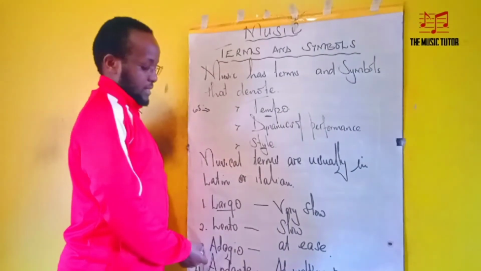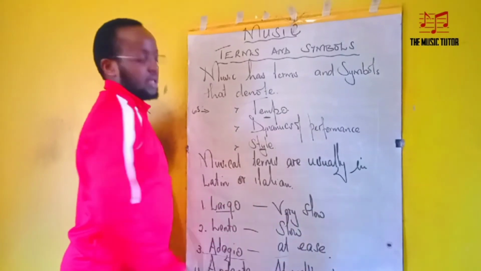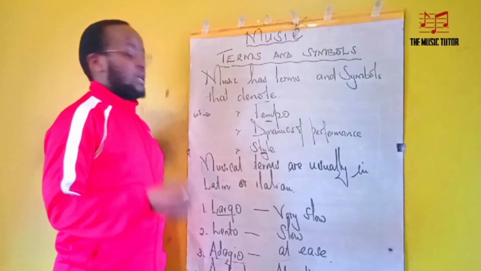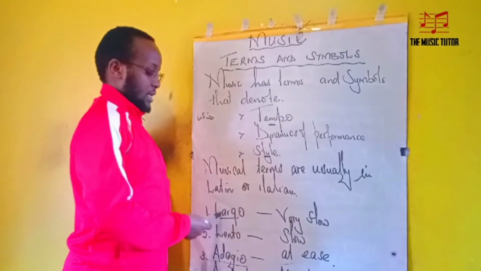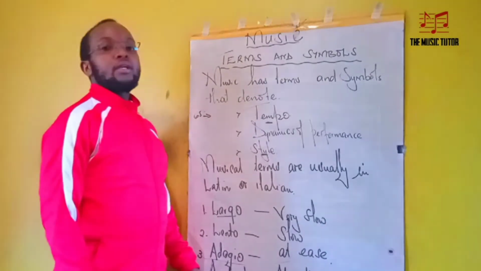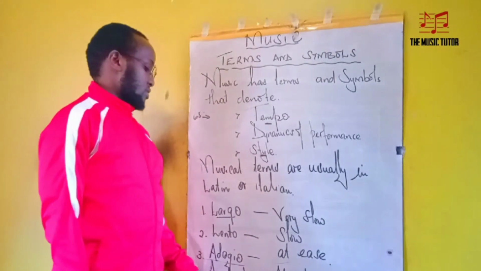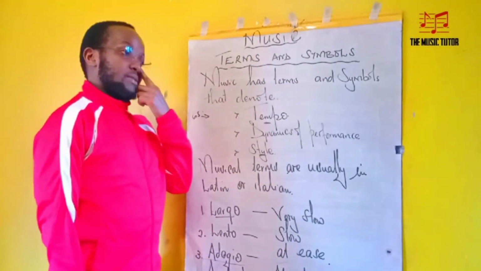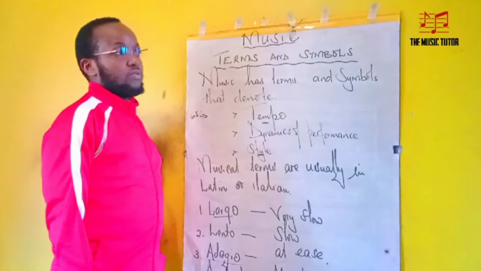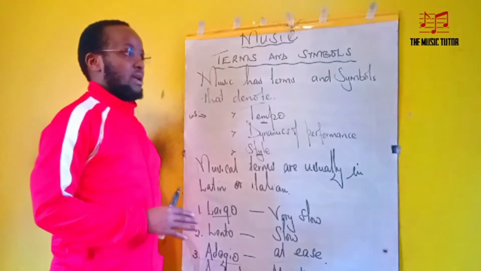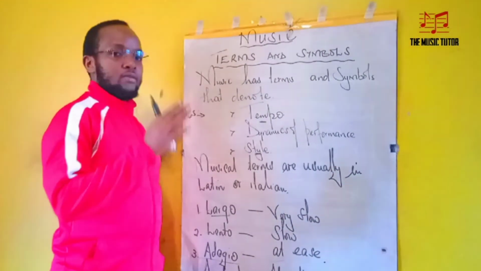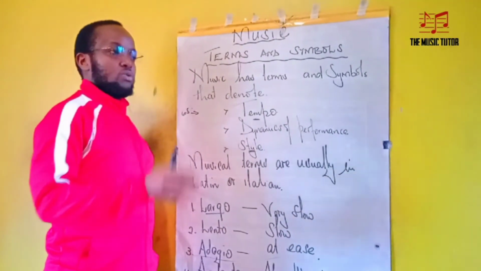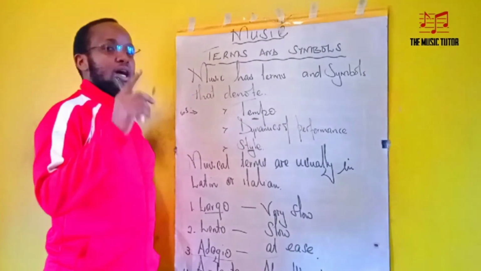Adagio is another tempo term denoting a slow pace, but slow at ease. Not as slow as lento and largo, and not at walking pace. At walking pace is andante. Andante is at walking pace, just like the marching of the military parade. 1, 2, 3, 4. 1, 2, 3, 4.